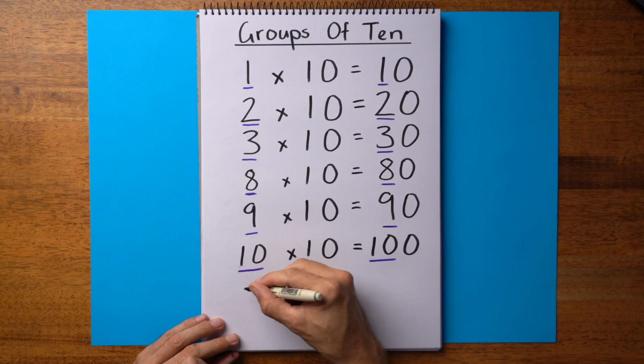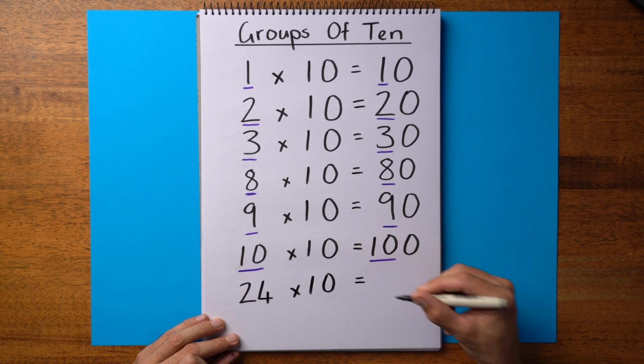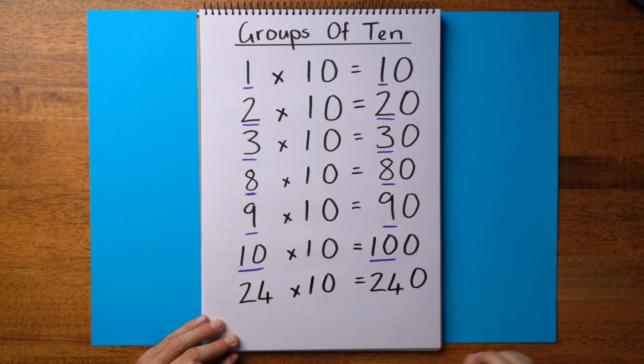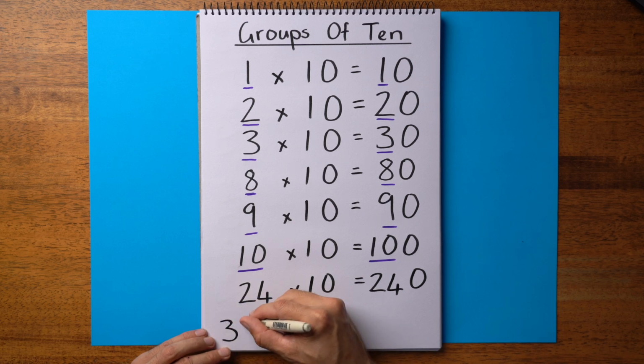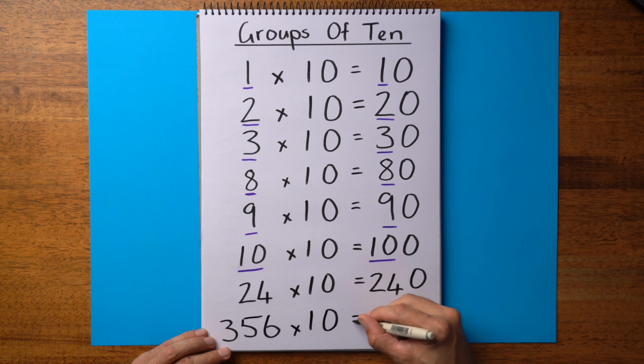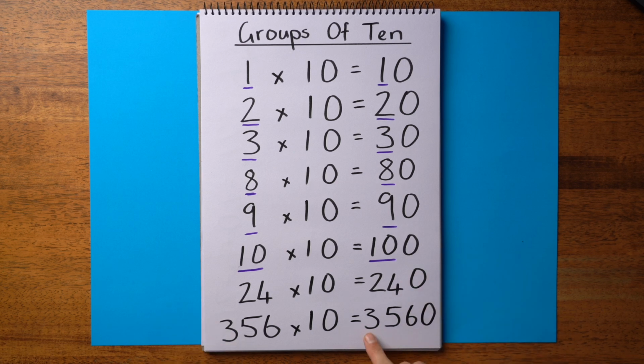Let's have a look. We could do 24 groups of 10 is going to be equal to 24 with a 0 on the end, 240. Or bigger again, 356 times 10 is going to be equal to 3,560. Again, it's 356 with a 0 on the end. 24 with a 0 on the end.